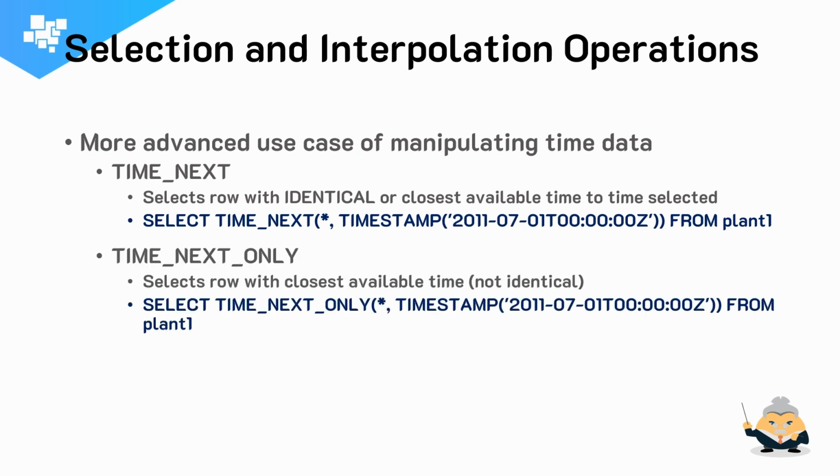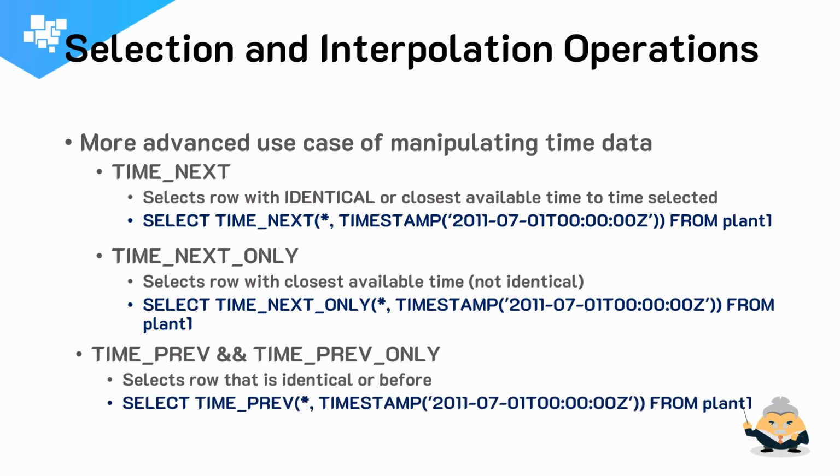And that's similar to time next only. This time it's the same thing, but it will not find the identical. So even if, for example, it's the same query, but this time we added the only qualifier, even if that exact row key exists, we'll skip that and go to the next one. So they kind of do the same thing, but there's that big difference that can really change how you want to use both of these functions.